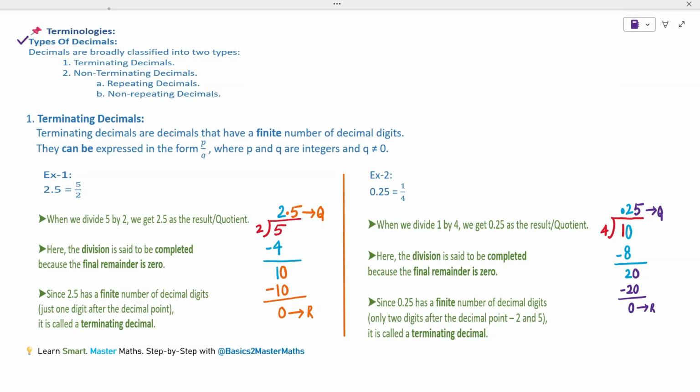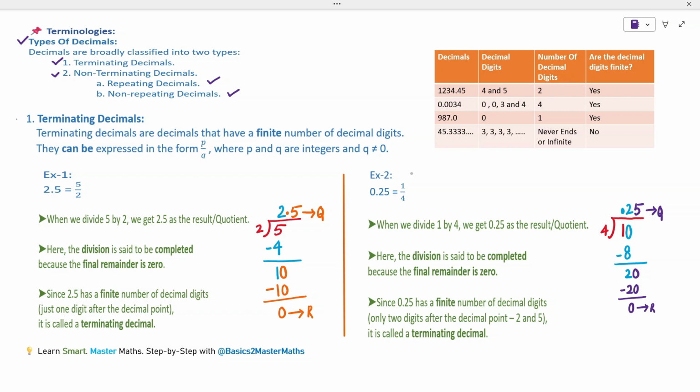Today we are going to see types of decimals. Decimals are broadly classified into two types. Number 1, terminating decimals. Number 2, non-terminating decimals. Again, non-terminating decimals are classified into repeating decimals and non-repeating decimals. We will look at all these types in detail.